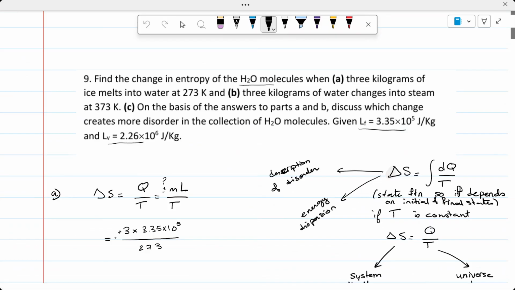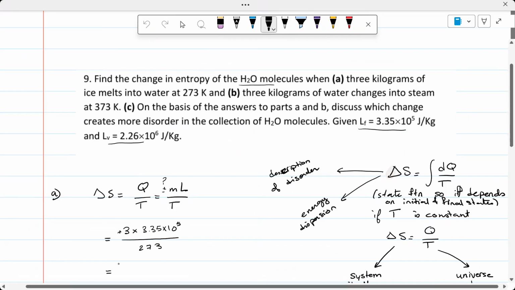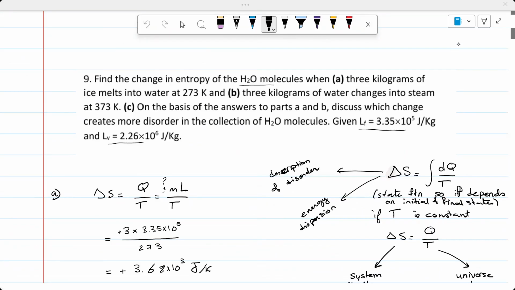I might ask you to find the change in entropy of the surroundings. Then there must be some hot reservoir heating up the water molecules and giving out some energy. And then you put delta S for that to be negative. So here I can just write down the final answer: plus 3.68 times 10 to the power 3 joules per Kelvin.